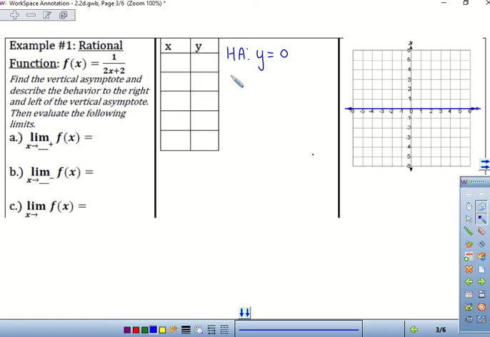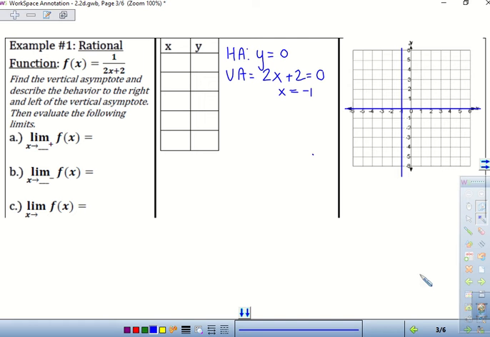Now we also know that to find a vertical asymptote, we're going to set our denominator equal to 0. And that's going to be this, which gives me x equals -2. It's going to look something like that. I'm sorry, it's -1. I don't know why I said -2. It's -1 and I graphed it at negative 1. So that graph is correct.